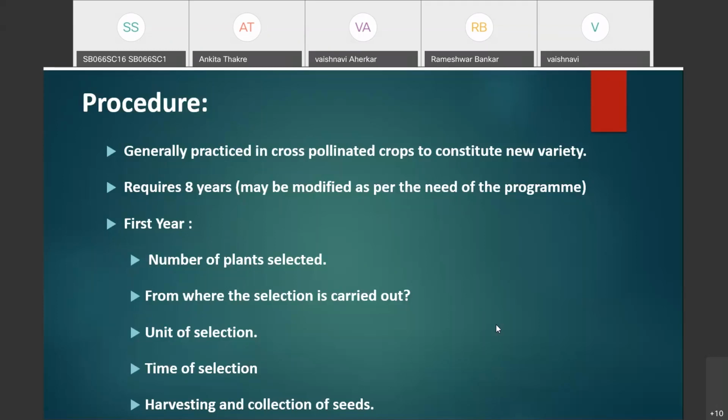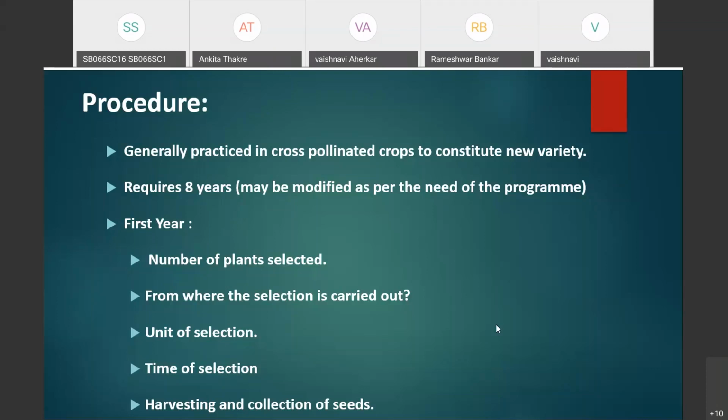But cross pollinated crops have more genetic variation. That's why we can develop a new crop variety by using this method in cross pollinated crops. That's why the selection method is generally practiced to improve cross pollinated crops.